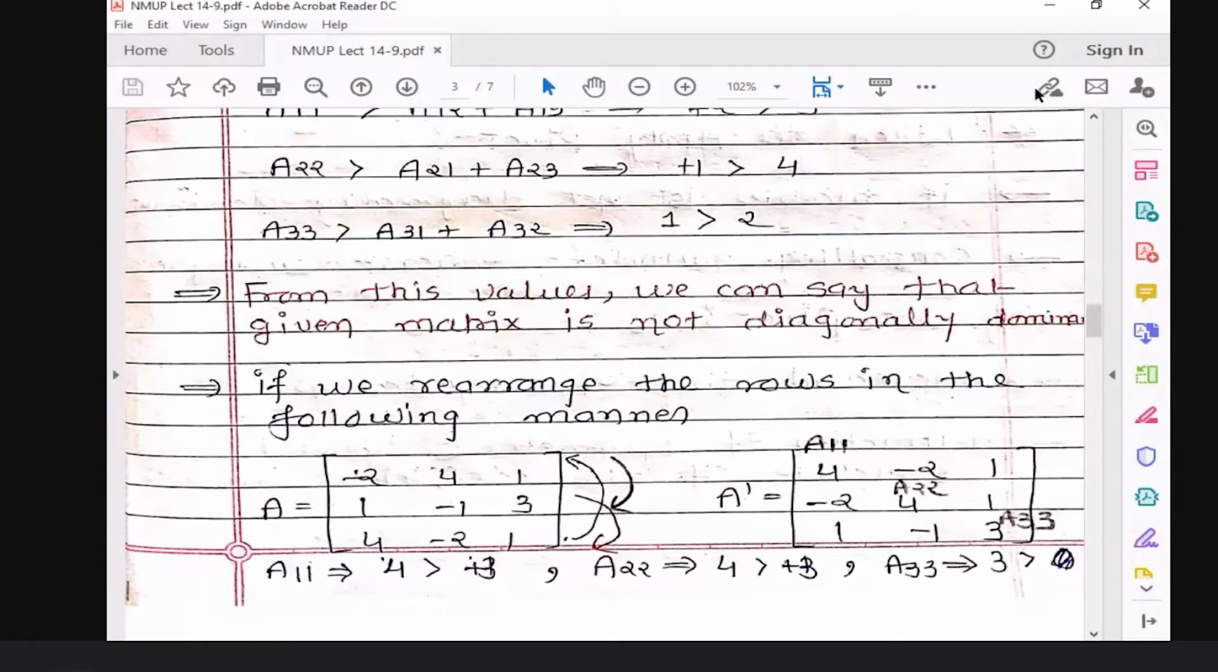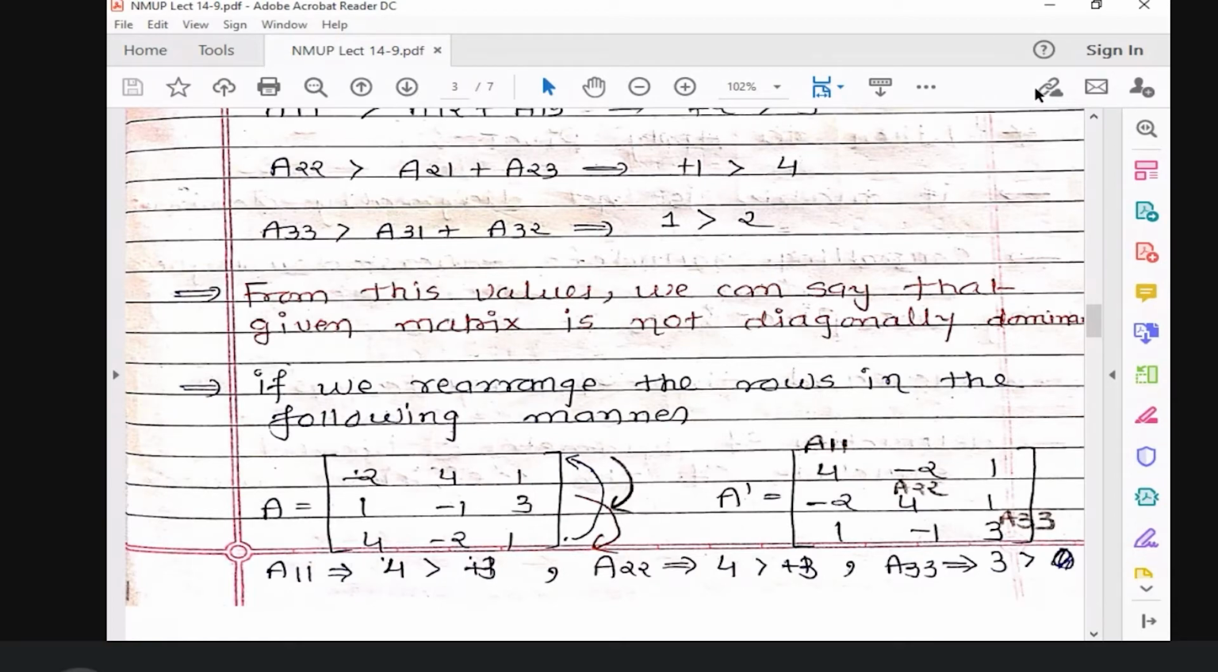Okay, so these are some very simple concepts that can be asked in your examination for 2 marks or 1 mark, right? So what you have to do is just keep in mind all these concepts. It is very easy, no need to worry about things, right? So are you getting this concept? How to check whether a given matrix is diagonally dominant or not?